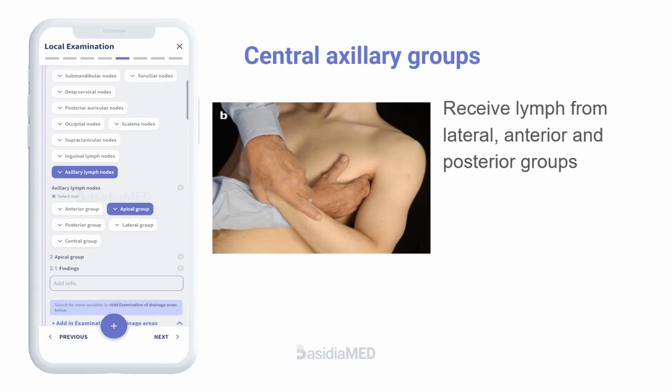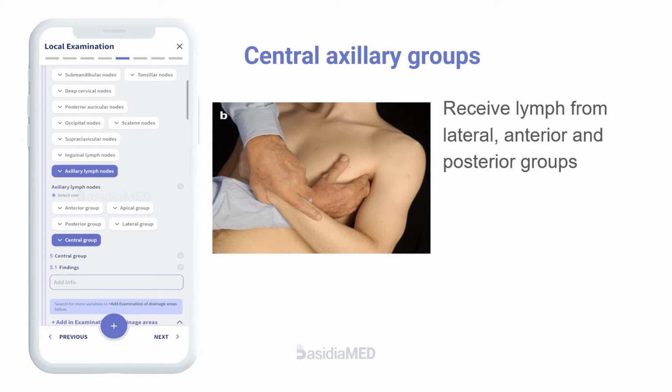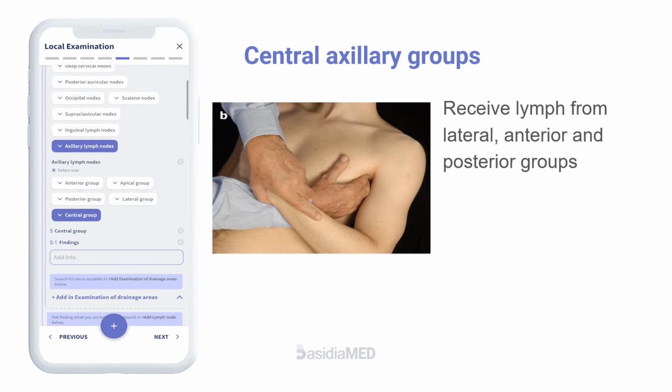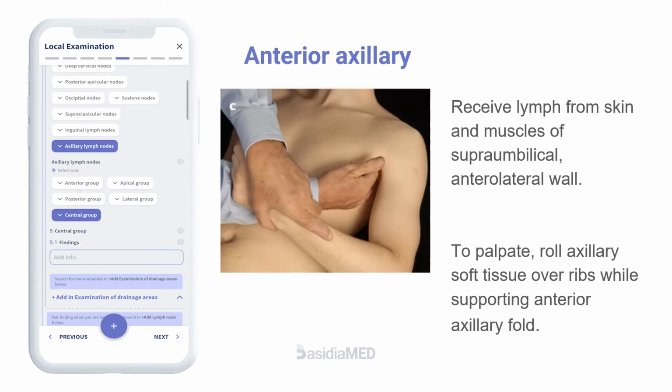The central axillary nodes receive lymph from the lateral, anterior, and posterior lymph node groups. To palpate the central or medial groups, support the arm as described earlier, relax the axilla, then turn your palm medially, and with your fingertips at the apex of the axilla, palpate against the wall of the thorax, using the pulps of your fingers. The anterior, or pectoral axillary nodes, receive lymph from skin and muscles of the supraumbilical anterolateral body wall and the breast.